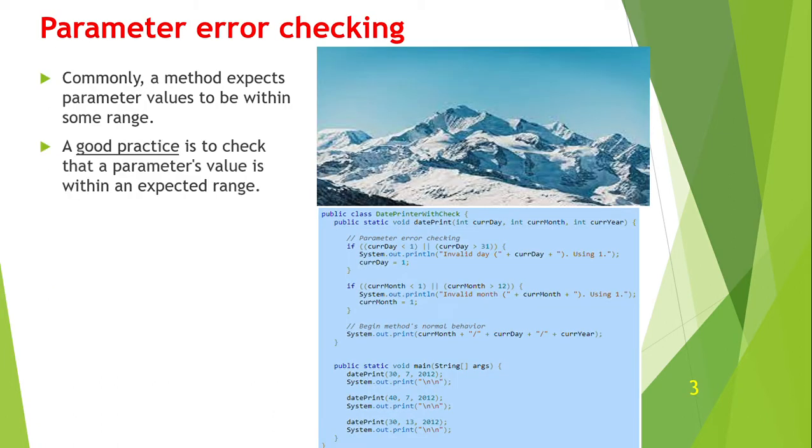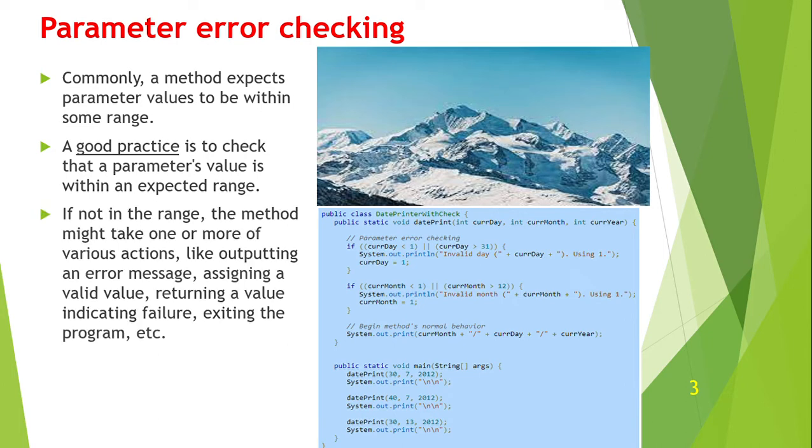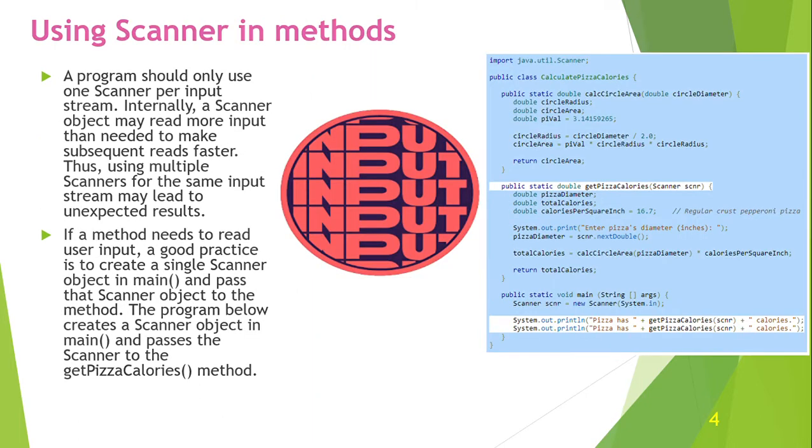So, parameter error checking. Commonly, a method expects parameter values to be within some range, and a good practice is to check that a parameter's value is within an expected range. If not in the range, the method might take one or more of various actions, like outputting an error message, assigning a valid value, returning a value indicating failure, exiting the program, etc. And how we can use scanner in methods.